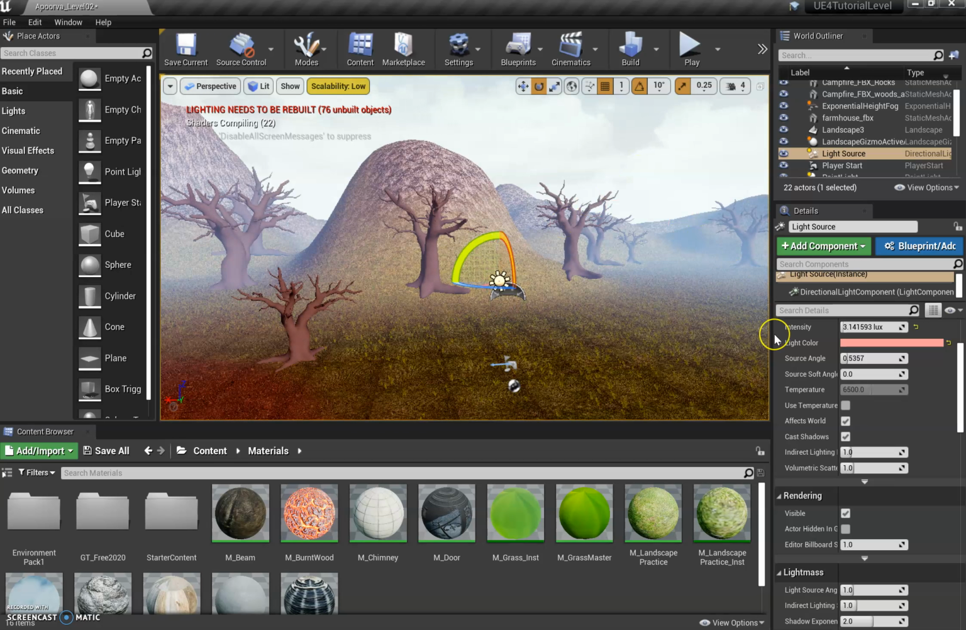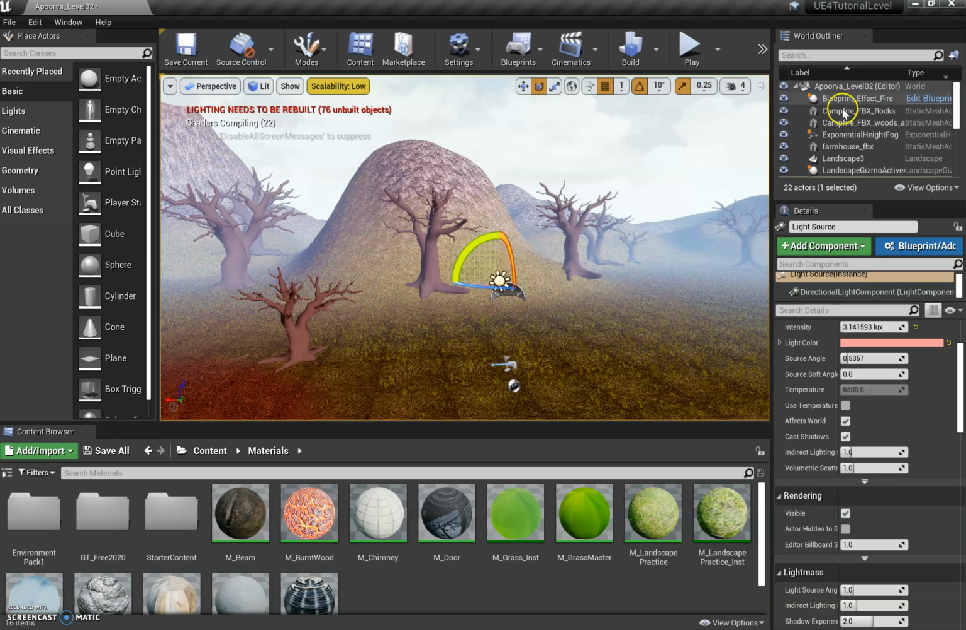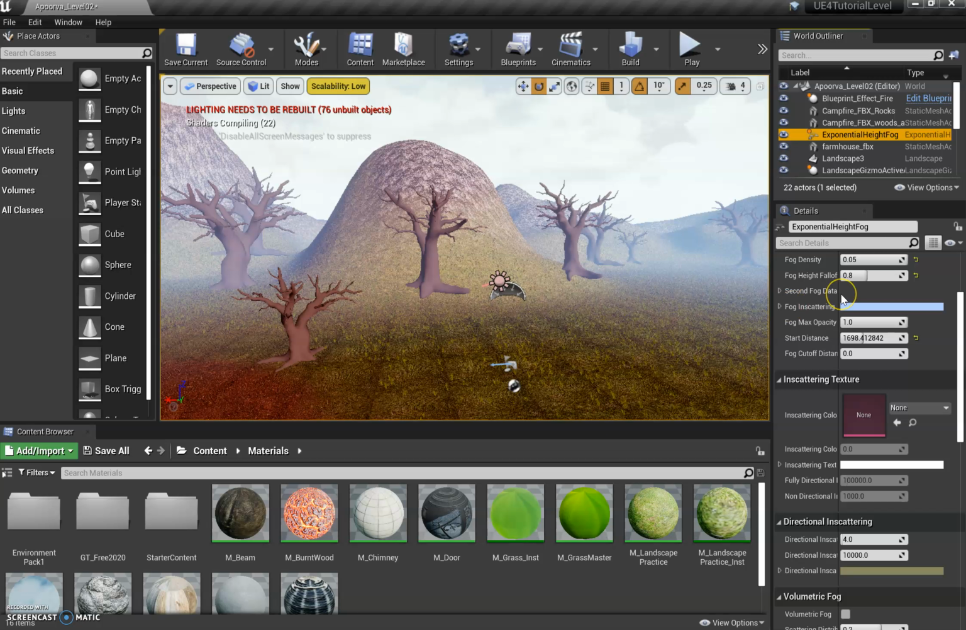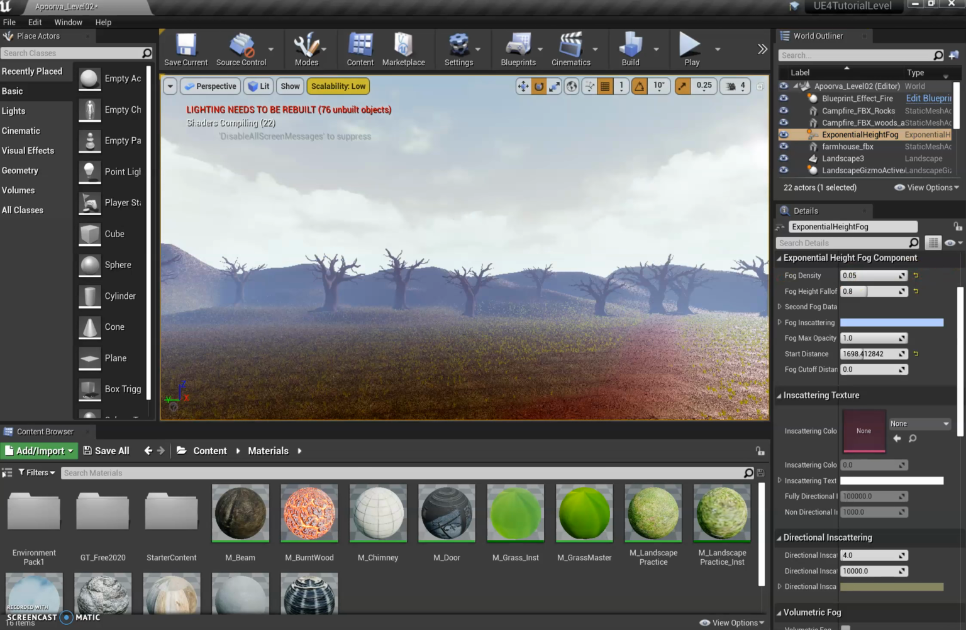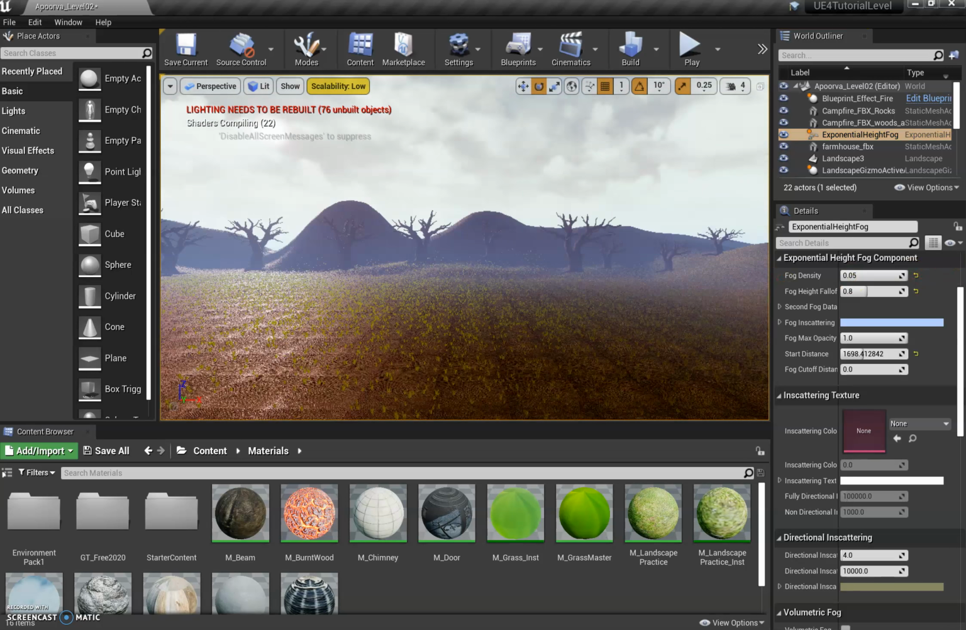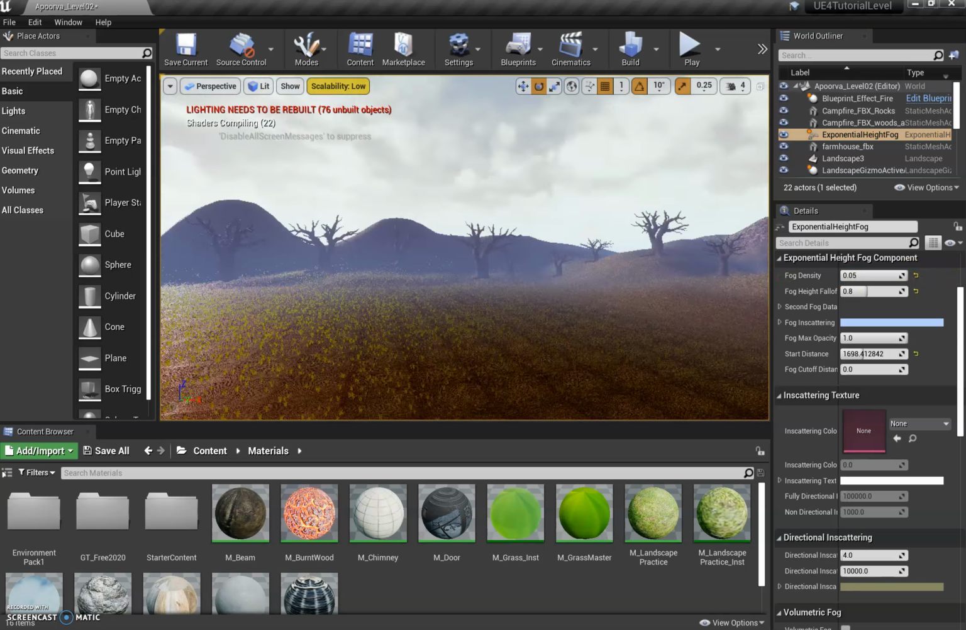We have fog as well. Quite a bit of fog that goes with exponential height fog. I messed with fog density and height falloff to create this foggy look that you got right now all around the terrain.